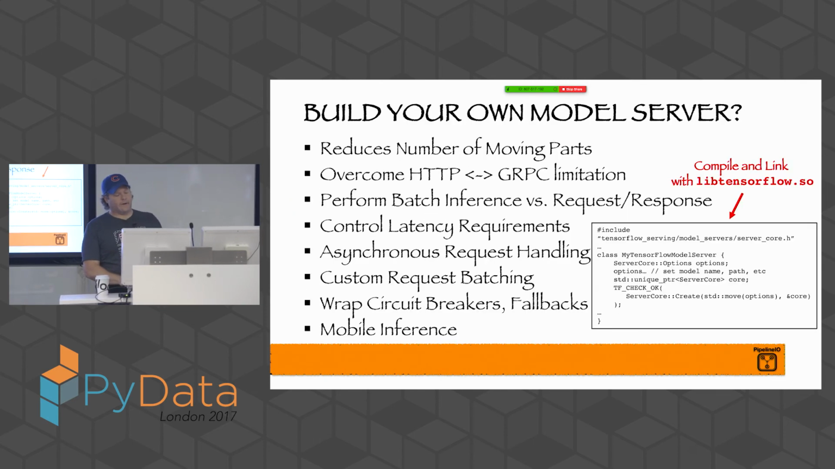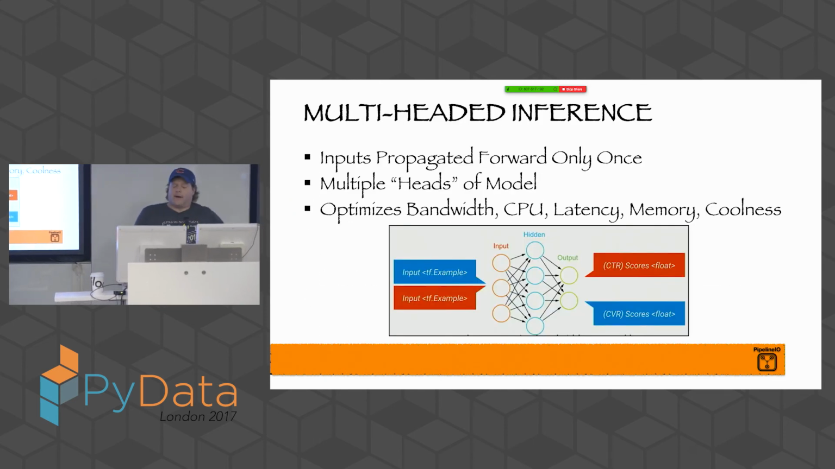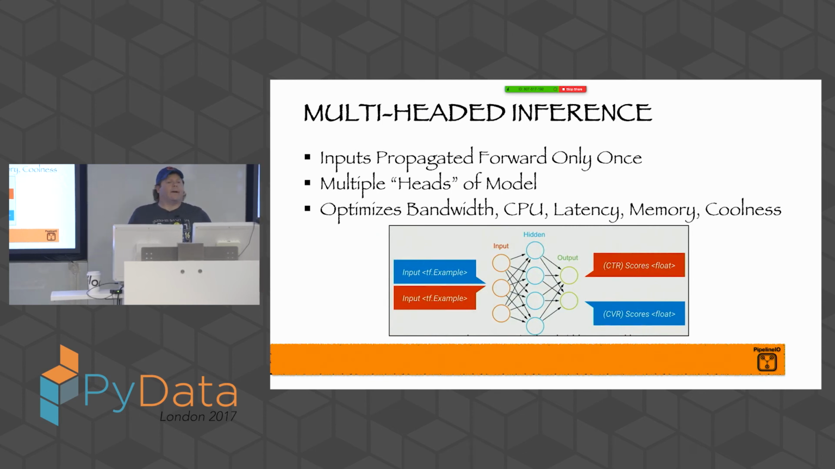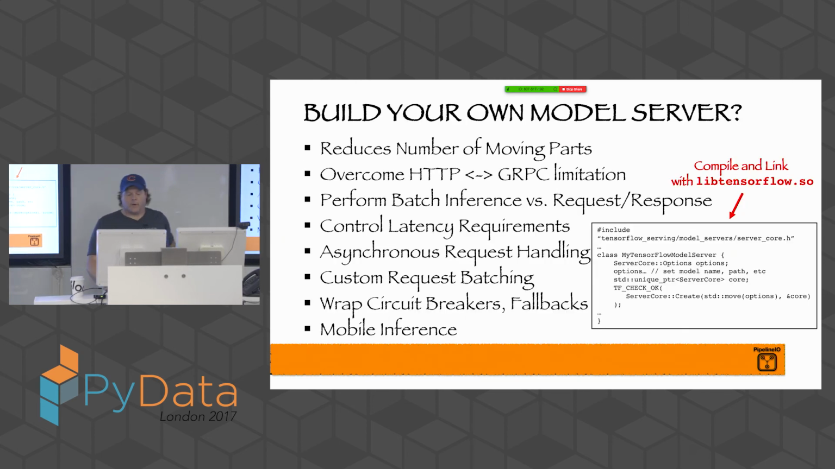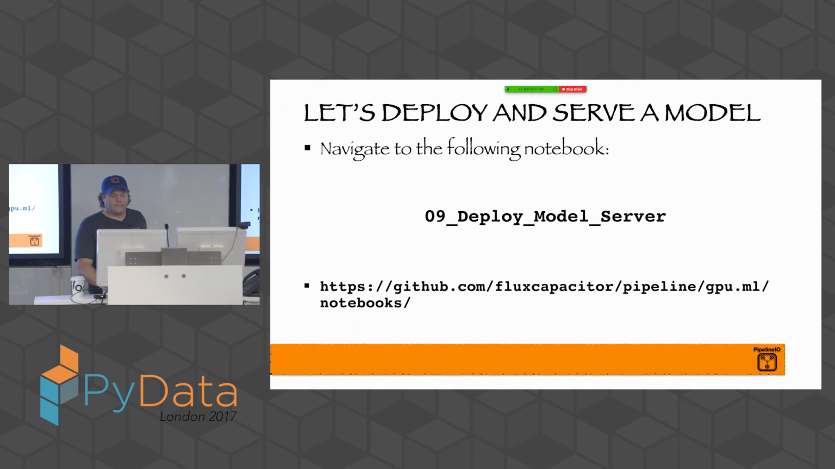Yeah, multi-headed inference, this was another thing that we had talked about a little bit internally, and then all of a sudden, boom, Google has it. So this is one pass in, and you could do both regression and classification, and that data comes in just once, and you save a lot. Here's that server core that you can import if you want to do your own.